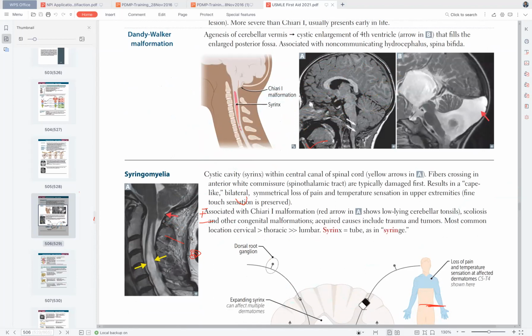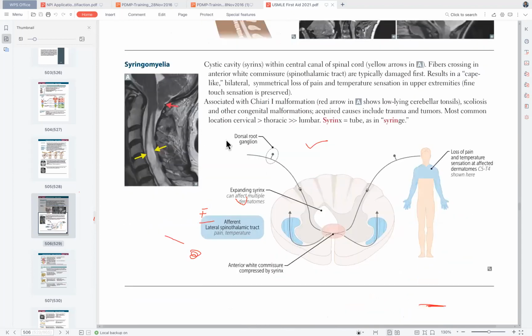Awesome. So now let's go to the syringomyelia. Dandy Walker, they ask it sometimes too. So it's also associated with non-communicating hydrocephalus and spina bifida, but this has to do with agenesis or total absence of the cerebellar vermis. Total absence of the vermis. All right.